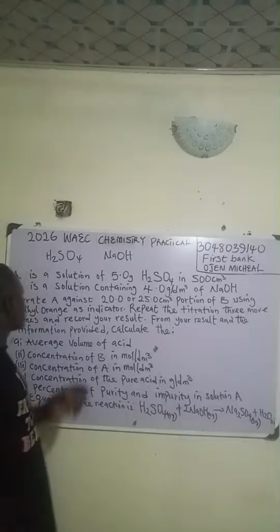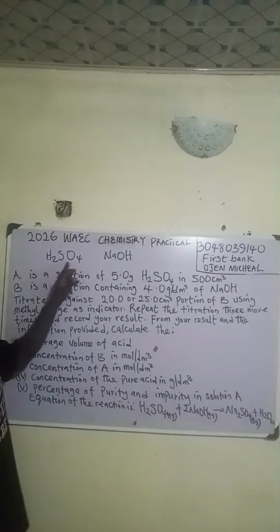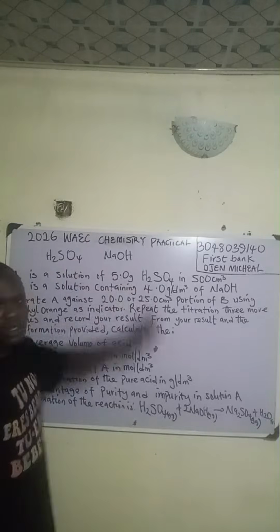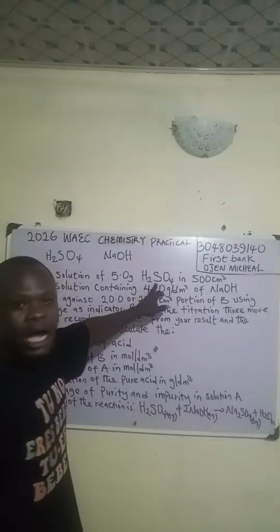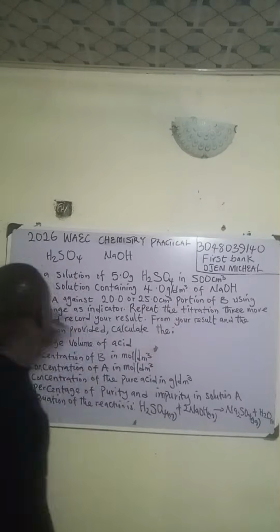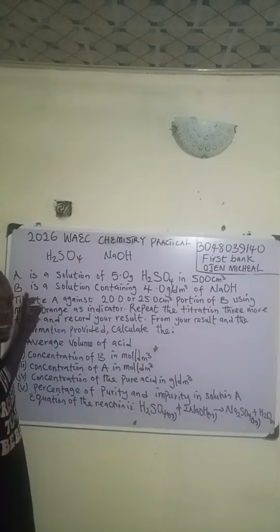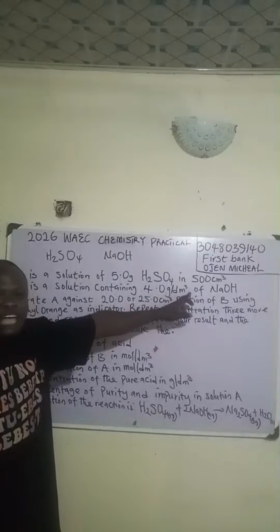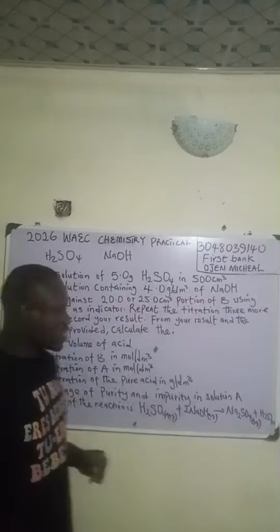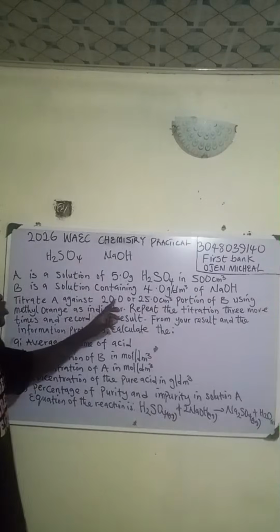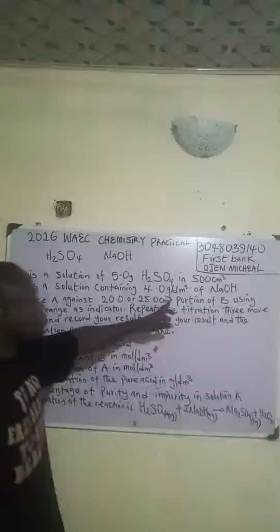Now the question says A, which is the acid, is a solution of 5.0 grams of what? Tetraoxosulfate(VI) acid in 500 cm cubed. B is a solution containing what? 4.0 grams per dm cubed of sodium hydroxide.